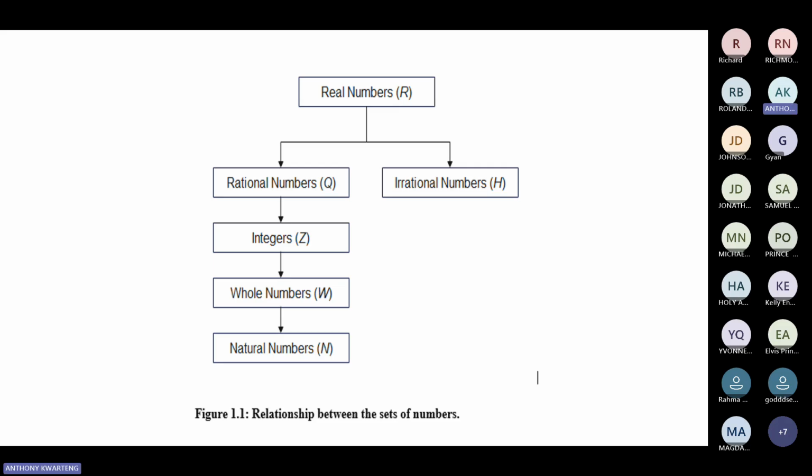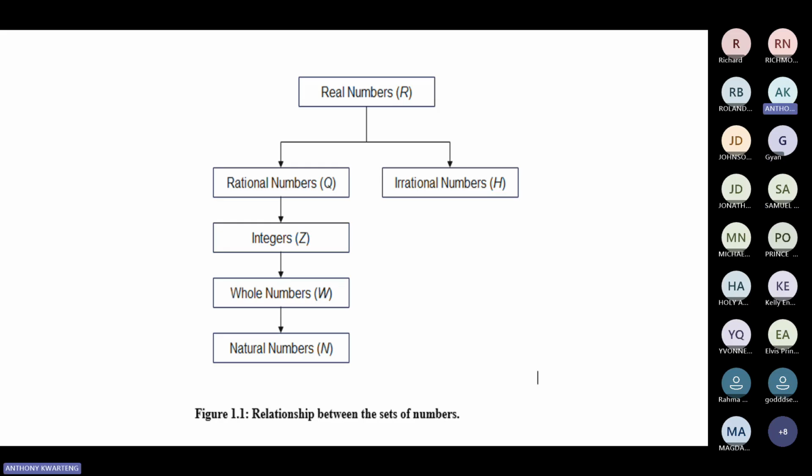Then when we have a decimal digit that terminates, or digits that keep on repeating themselves in a specific order, that number is a rational number. But if it's neither terminating nor recurring, it's called what? Irrational numbers. And I give you an example of irrational numbers as what? Square roots of non-perfect squares. Is that one okay? Yes. Good.